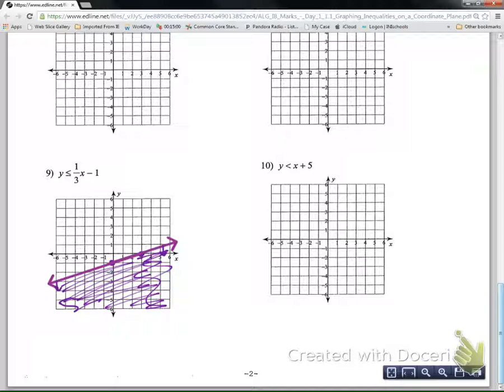Last problem, number 10. Find our y-intercept of +5. The slope is 1/1, so up 1/1. Connect the points with a straight line. Because there's no equal to sign, we need to dash it. And the inequality is less than, which means as you go down on your y-axis, or below the line.